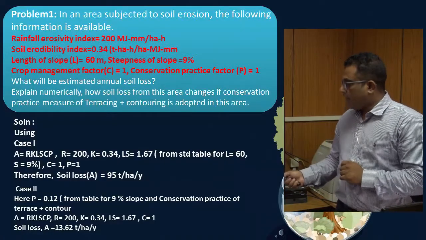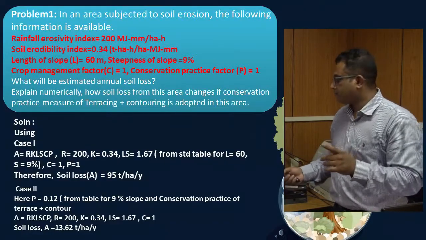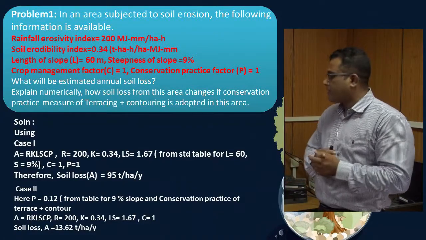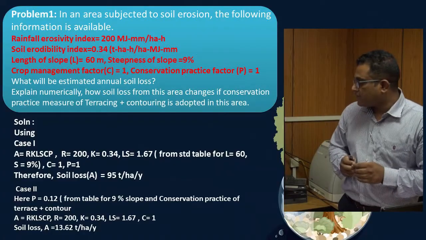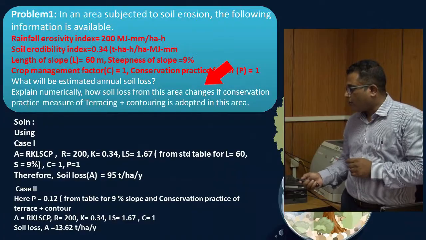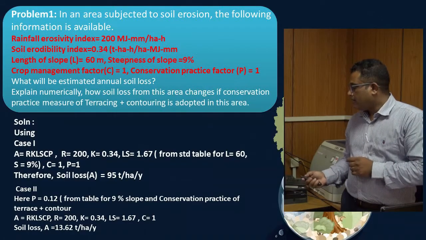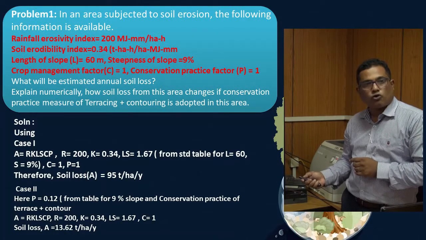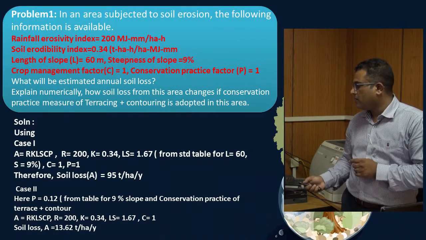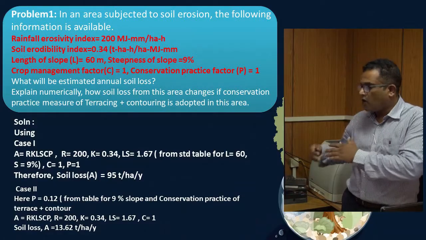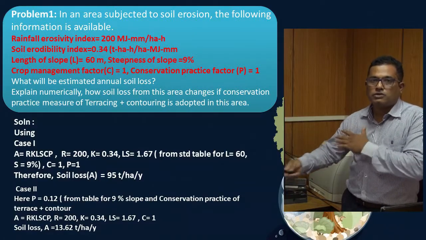In the second part, explain numerically how soil loss from this area changes if conservation practice measure of terracing plus contouring is adopted in this area. So here you are adopting terracing. In this second part, crop management factor, there is no crop, that is value is 1, but conservation practice factor we are changing through terracing and contouring. So how it will affect the soil loss from that area.